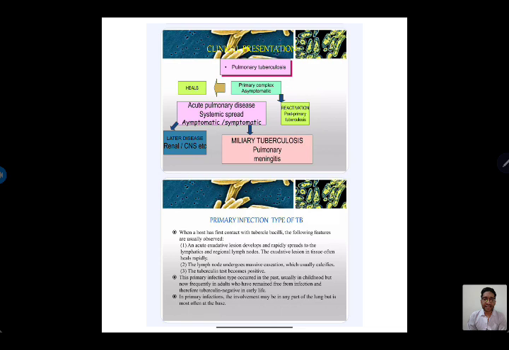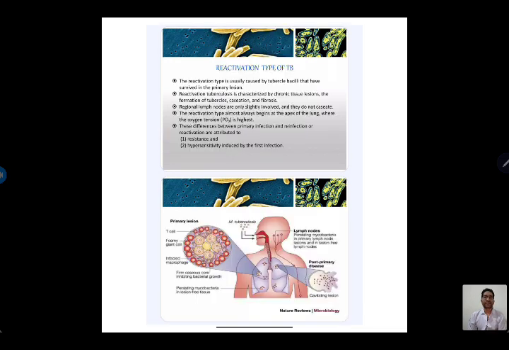The tuberculin test becomes positive. In the primary infection, the involvement may be any part of the lungs but is most often the base.